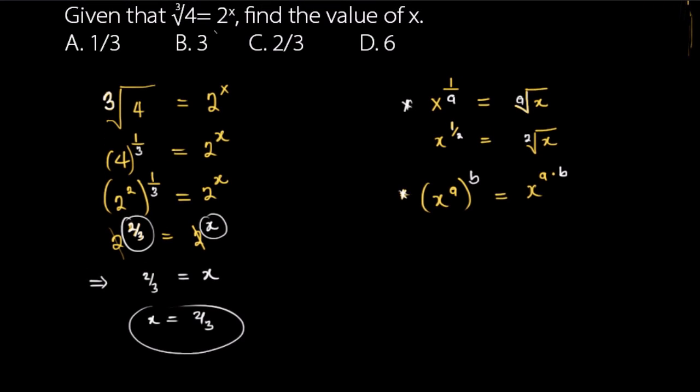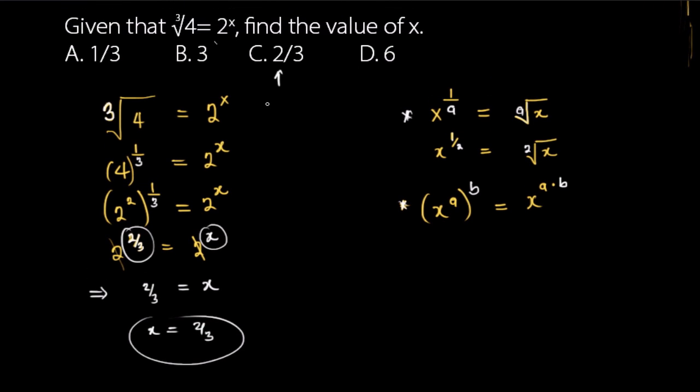So let's check if our solution is there. So here it is: x equals 2 all over 3. So our answer is C.